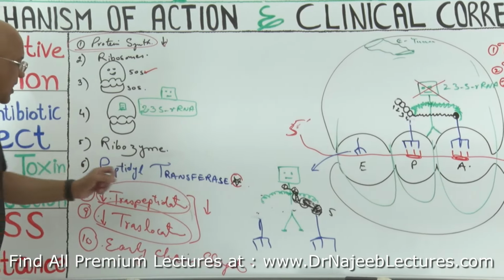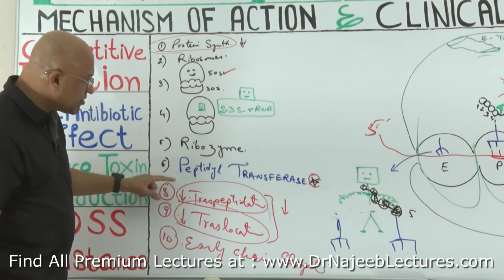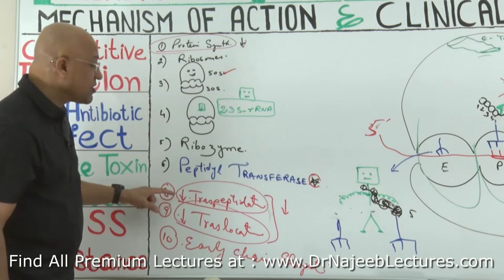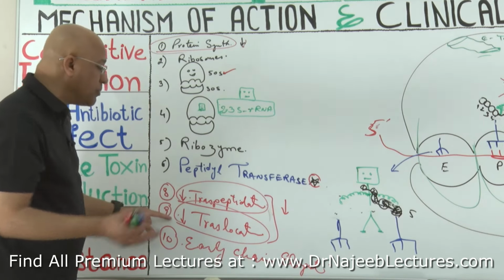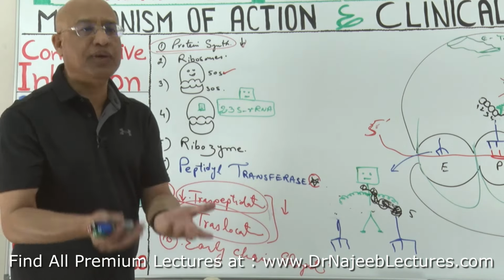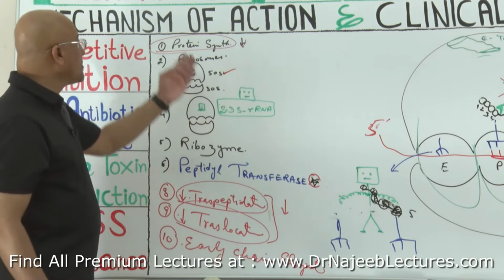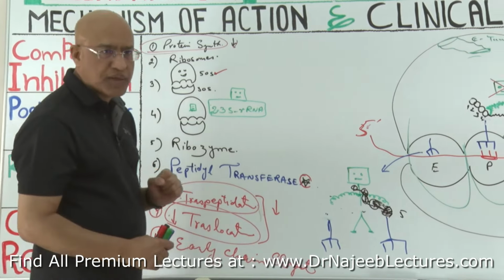If peptidyl transferase is inhibited, then transpeptidation is not done. Translocation of the ribosome does not occur. The ribosome is unable to move on messenger RNA, unable to read it further, and eventually early chain elongation will fail, which will result in protein synthesis inhibition.